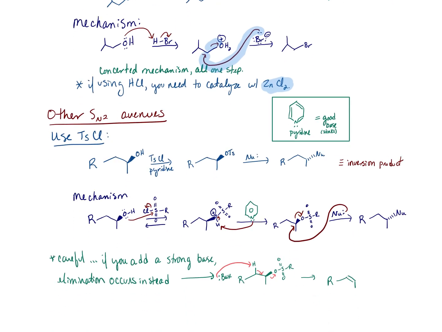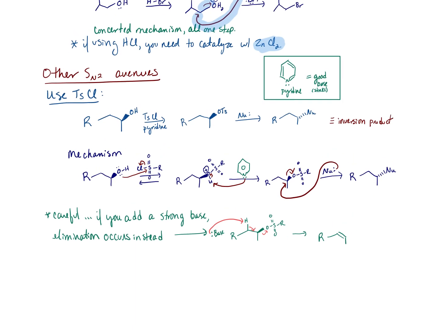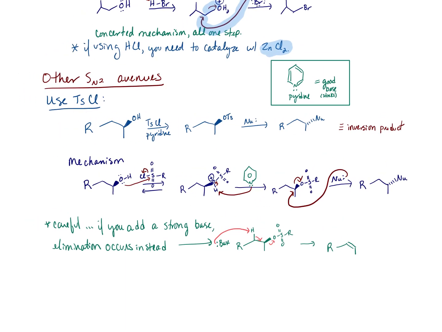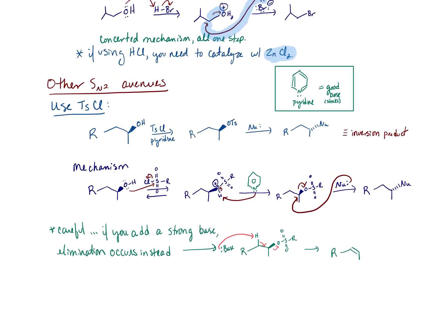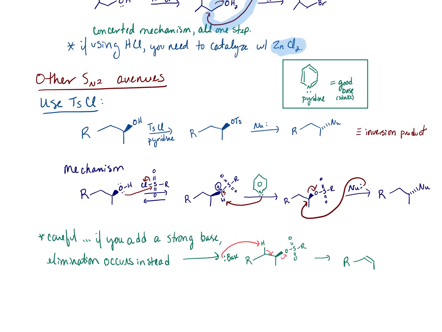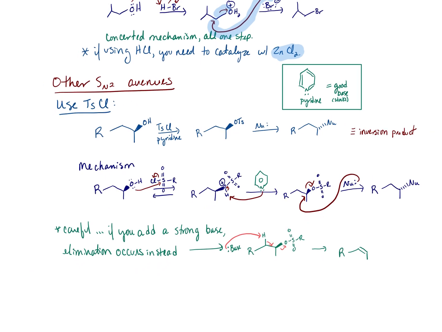So let's look at other avenues to use with SN2 types of mechanisms, okay? So we're going to start using something called pyridine quite a bit. Sorry, let me blow that up a little bit better. So pyridine, as you can see right here, is a good base. Why is this a good base? Well, if you notice, there's a lone pair of electrons here. It's not a strong base.